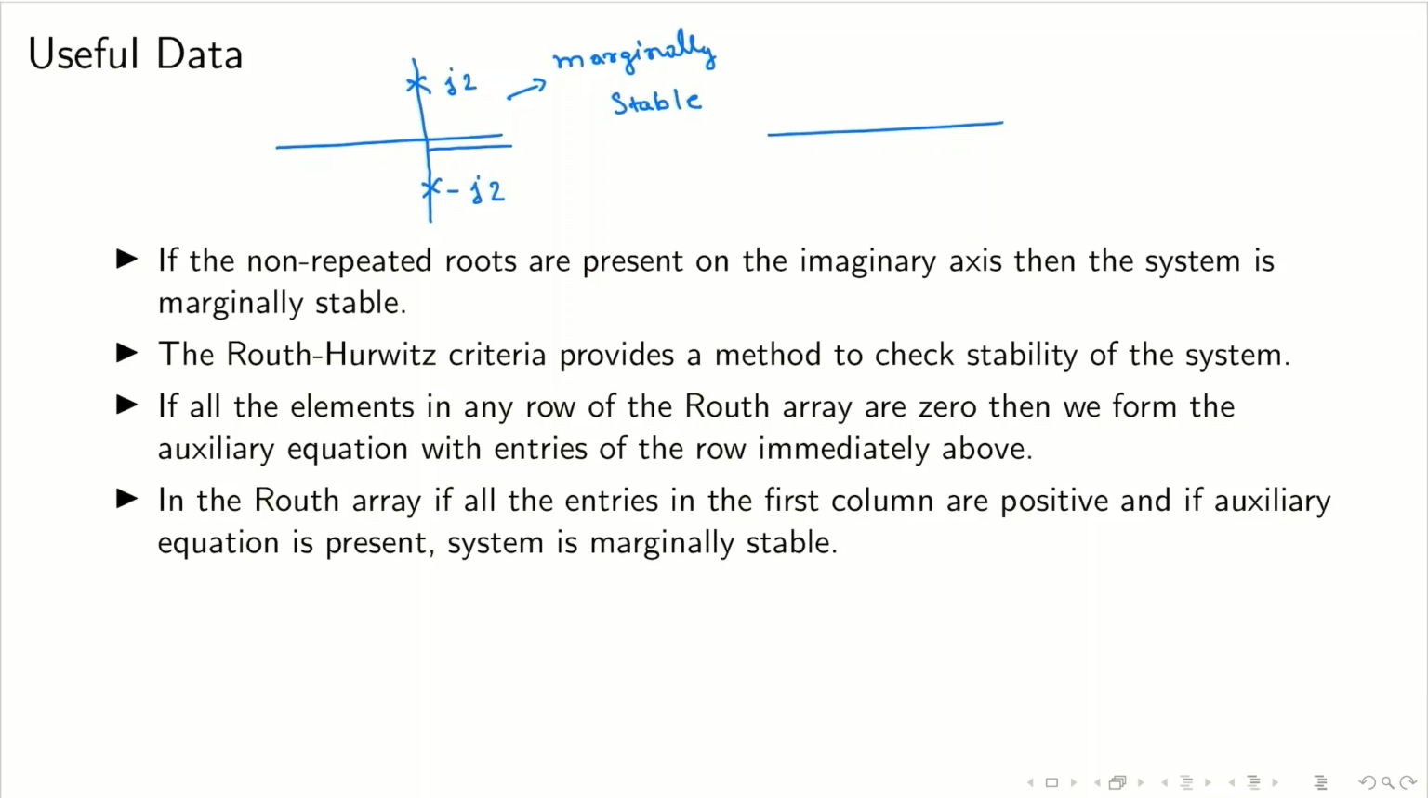If we have poles at j2 and again one pole at j2, and poles at minus j2 and minus j2, here we are having repeated roots. Here the system is not marginally stable, it is unstable.